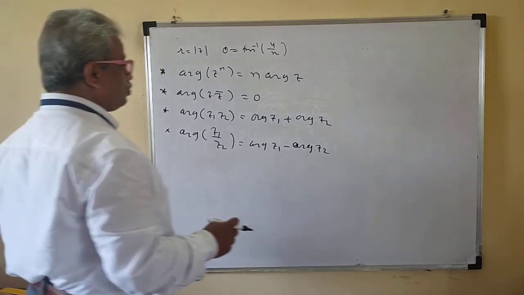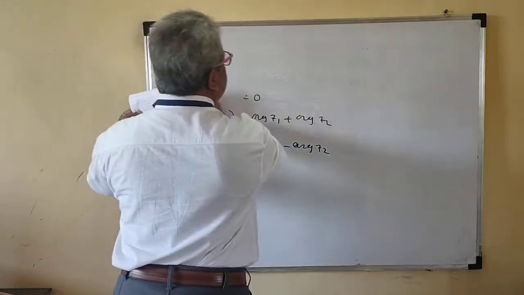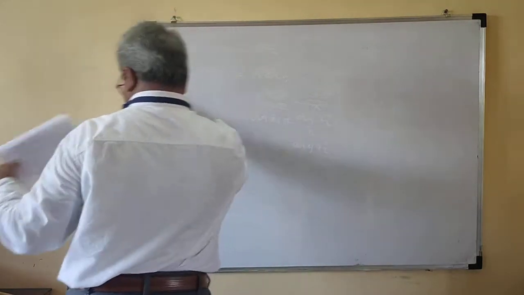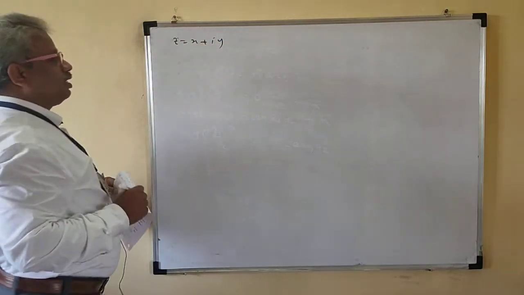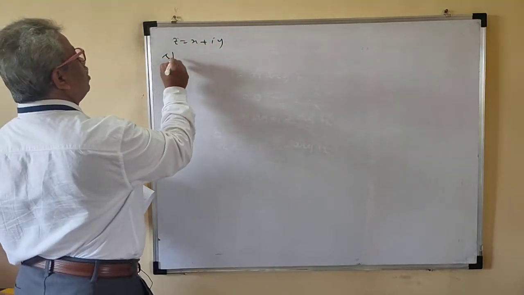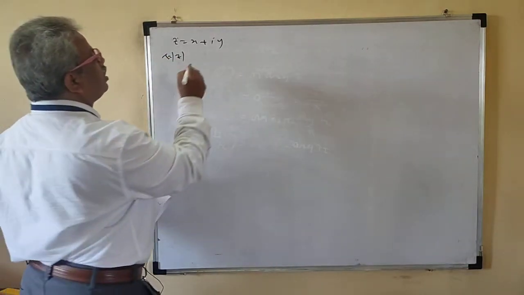Okay. So now to find the argument, you should remember this. Suppose Z is equal to X plus iy is the complex number. Your R is mod Z. So your theta.